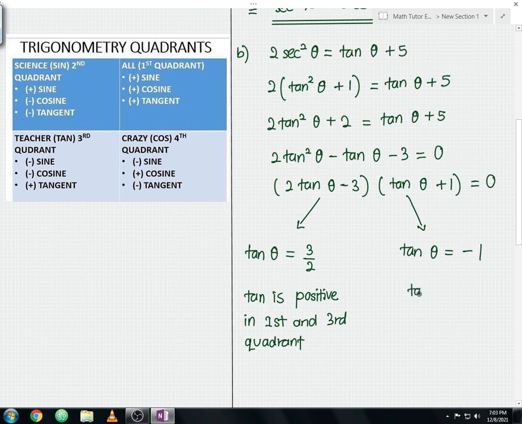So tangent is negative in second and fourth quadrant.